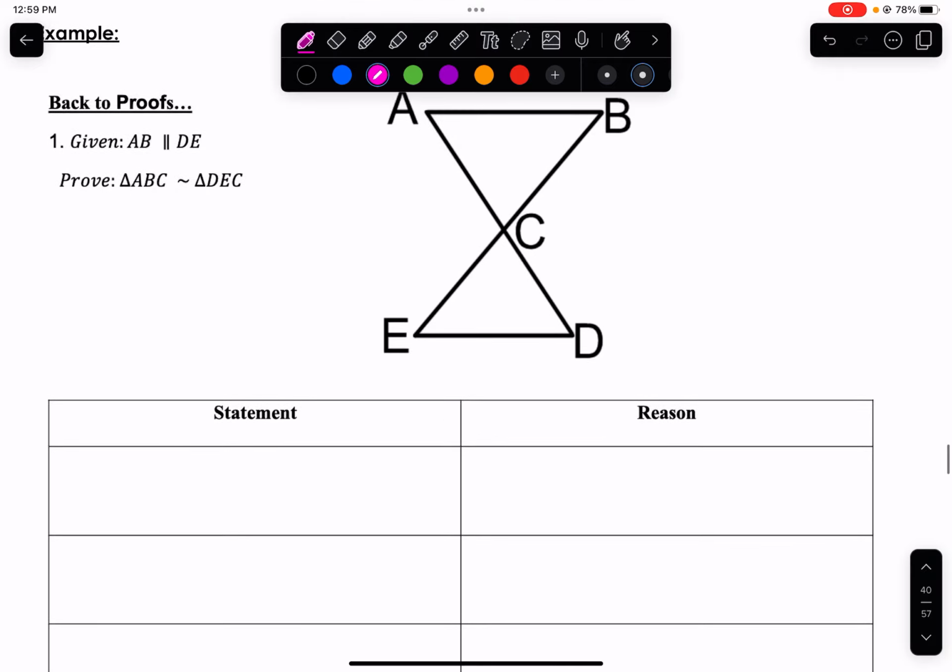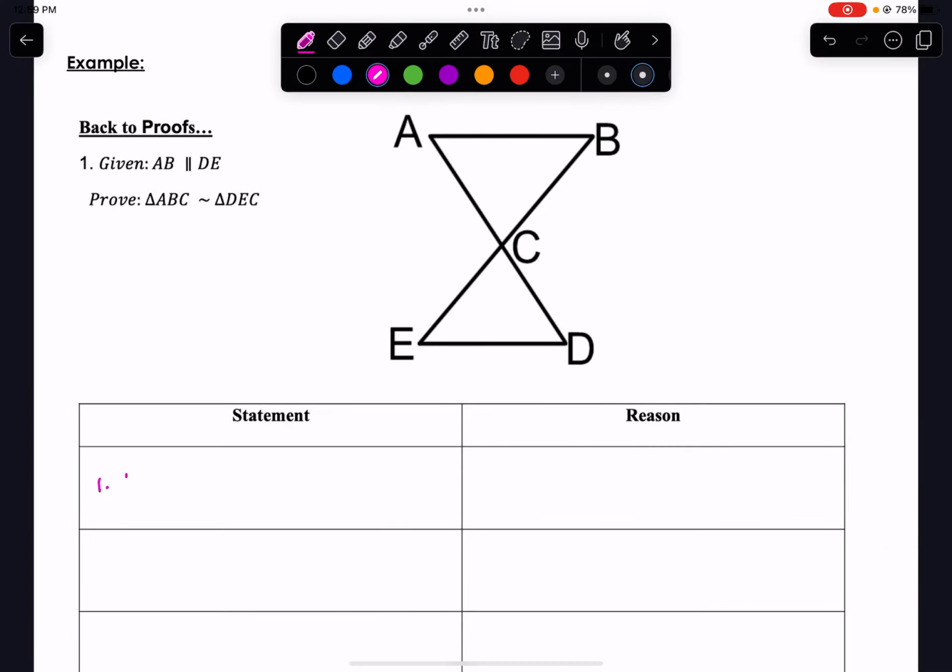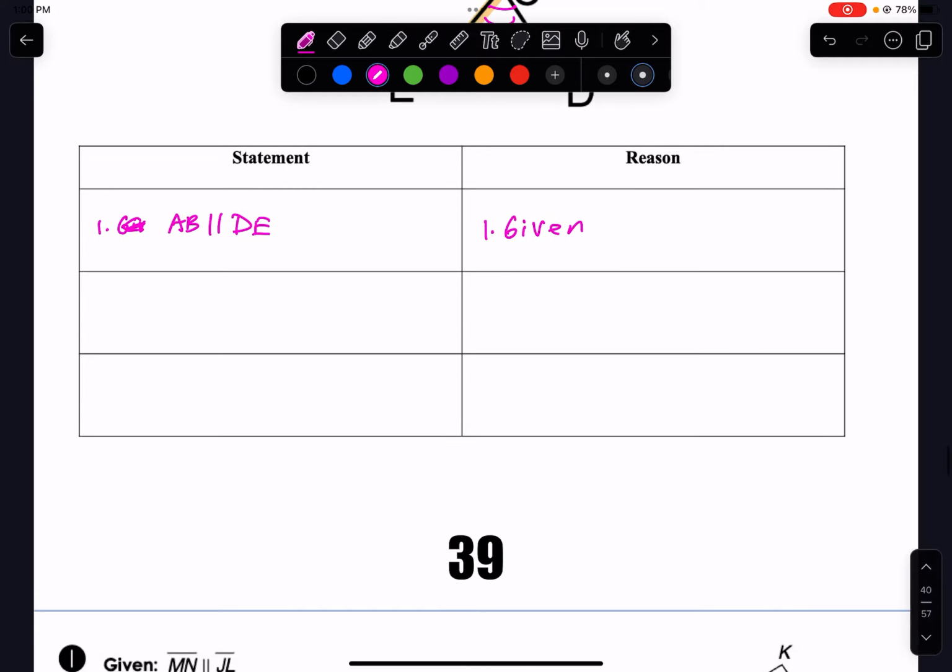So if we look here, all we're given is AB is parallel to DE, and that is our given statement. So if AB is parallel to DE, I'm going to make my Z, and I will be able to say that these two angles are congruent because they are alternate interior angles. Additionally, these two angles 3 and 4 will be congruent because they are vertical. Therefore, since I have two congruent angles, I have enough to say that they are similar.